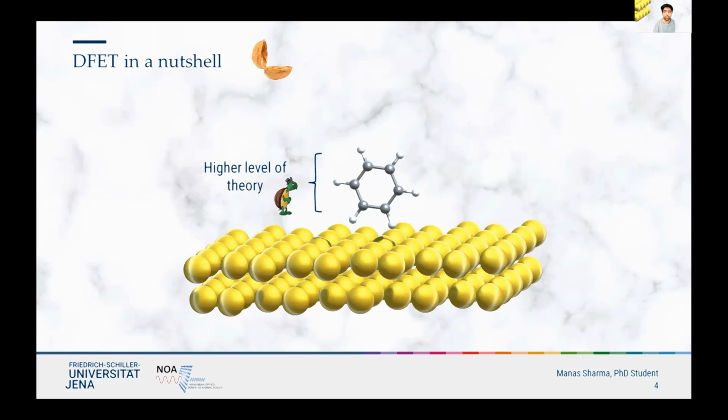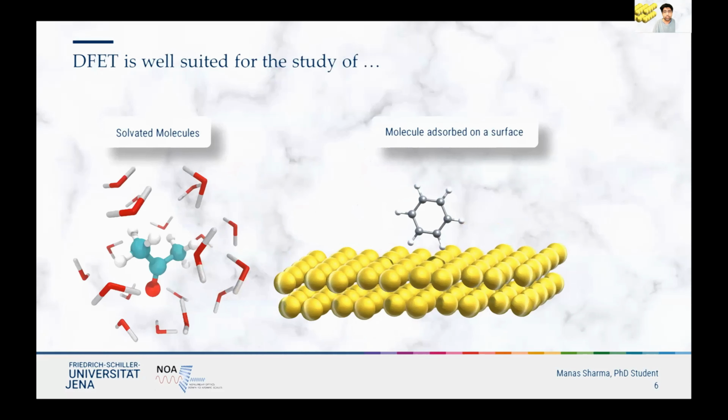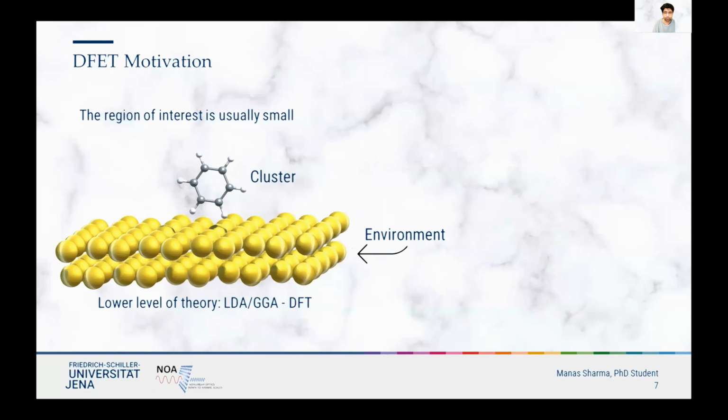So what is DFET in a nutshell? It basically allows you to treat some portion of your system using a high level of theory, that is, using a more accurate and computationally expensive method, while the remaining not so important surface or the environment can be treated using a lower level of theory that is computationally fast. And therefore, DFET finds its applications in hybrid systems such as solvated molecules or a molecule adsorbed on a surface.